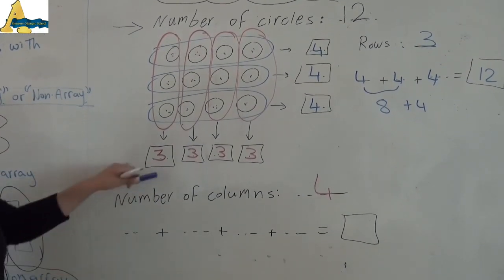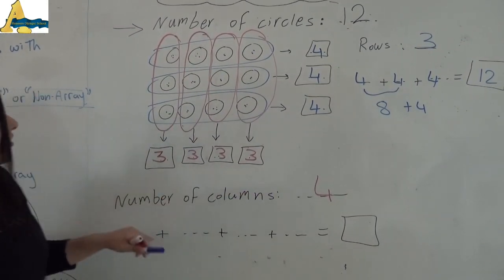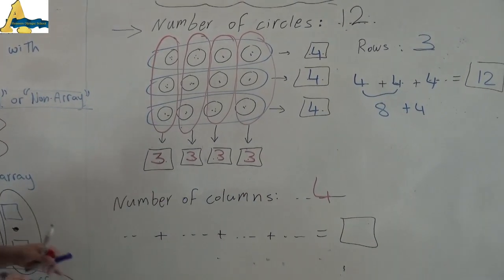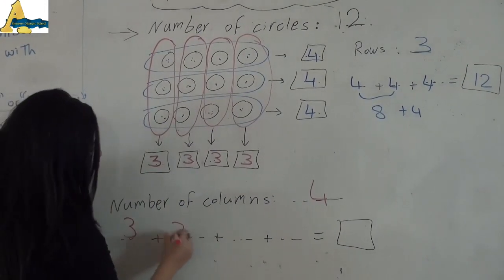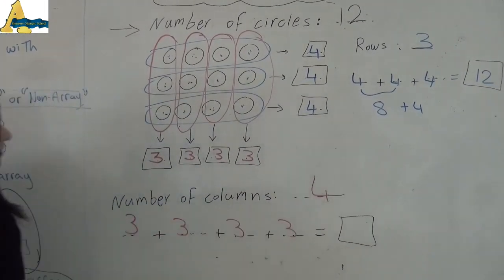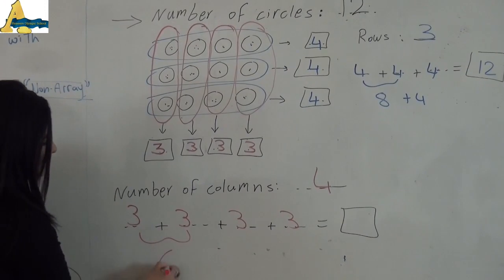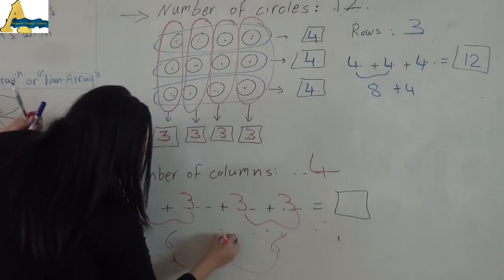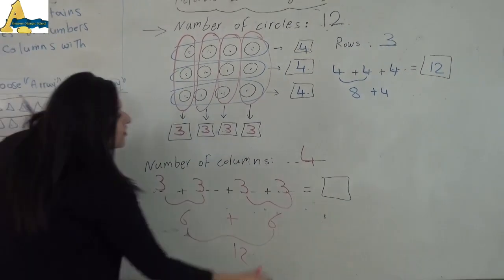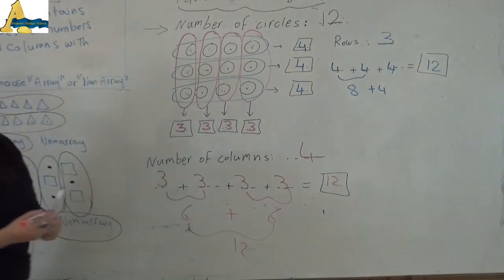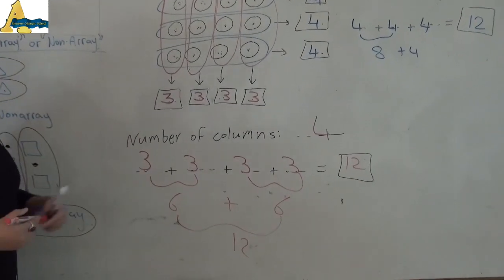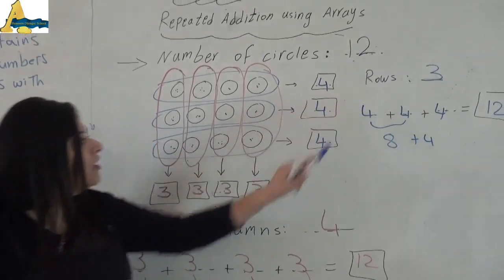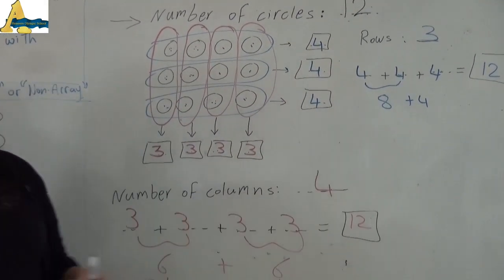How can I do this? I'm going to make them plus each other. This means that 3 is going to be repeated 4 times. So 3 plus 3 plus 3 plus 3. Double 3, 6. Double 3, 6. And what about this? Double 6, 12. So I reach the same answer. This means I can do it by counting them, or by the way of rows, or by the way of columns.